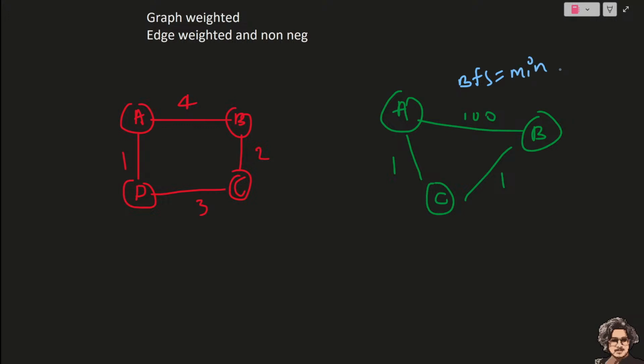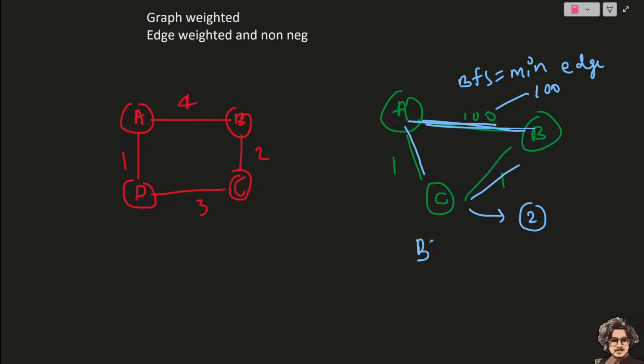So this will be the minimum number of edges needed. But its cost is equal to 100, and this is not the shortest path. This is the shortest path: if we take this path, the cost is equal to only 2. That's why BFS fails here. So in this case, BFS fails.